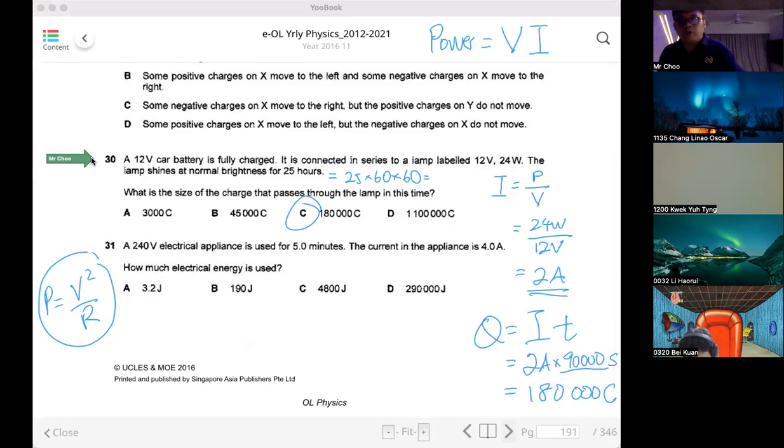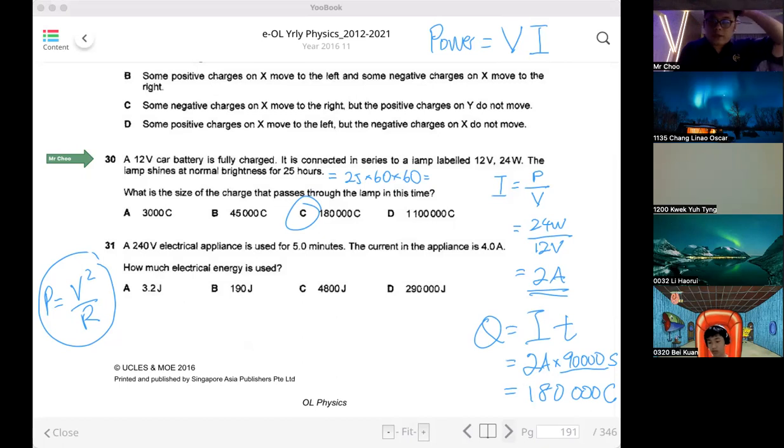Okay, for Bei Kwan, do you understand how to calculate now? Same thing for Yiting. You understand why the answer is C? I think you forgot to add in another 60. You just multiply by 60 one time. You forgot to multiply 62 times. Okay, so for question 30, all of you understand now?